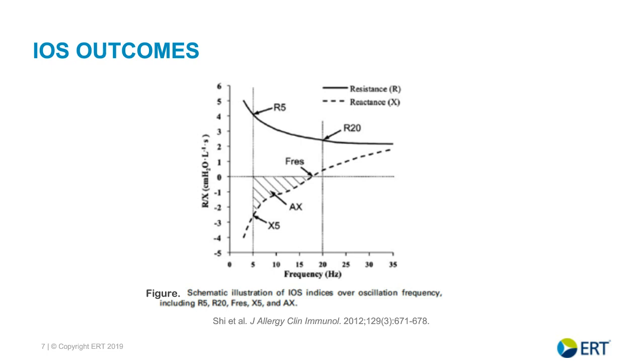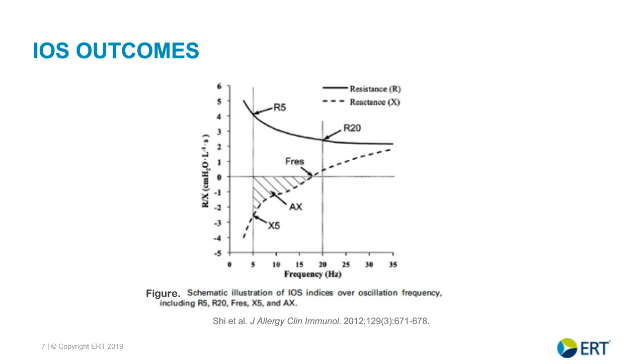X5 represents the capacitance in the small airways, and we can also measure the area under the curve, which is between 5 Hertz and where it crosses the zero line. Where it crosses the zero line is called the resonant frequency, or FRES. If you measure the area under the curve, which is shaded there, between 5 Hertz and the resonant frequency, that's known as AX, or the area under the reactance curve, or the reactance area, some people call it. And again, that's very sensitive to changes in small airways. So now you know all about reactance and resistance.